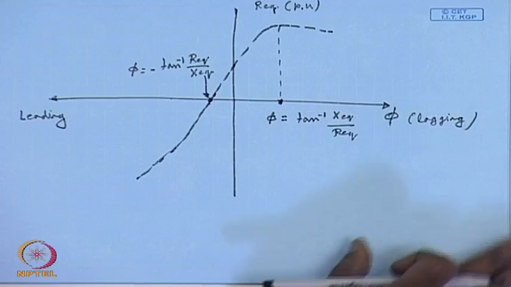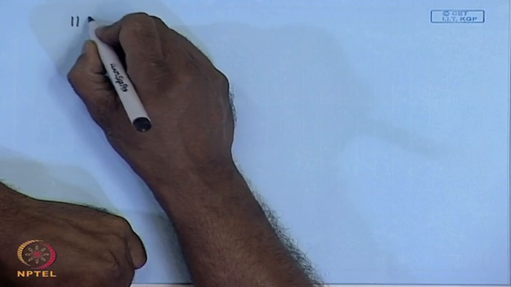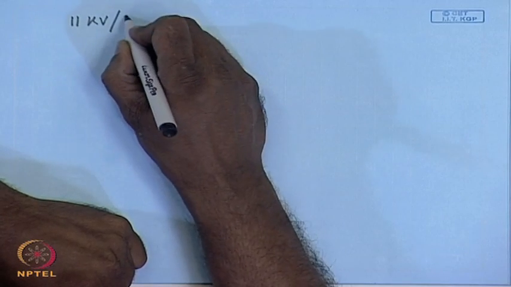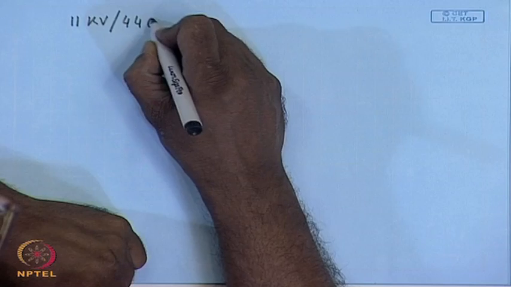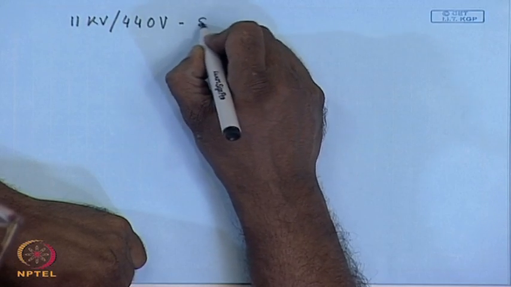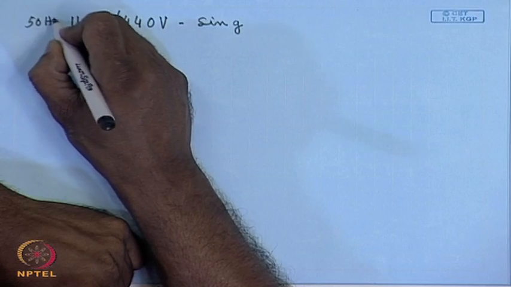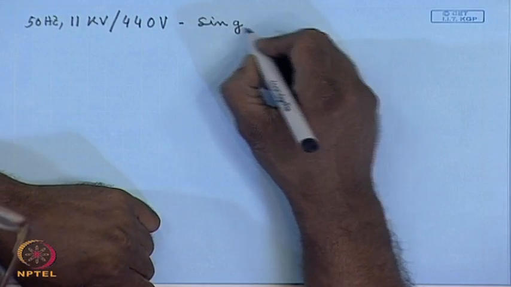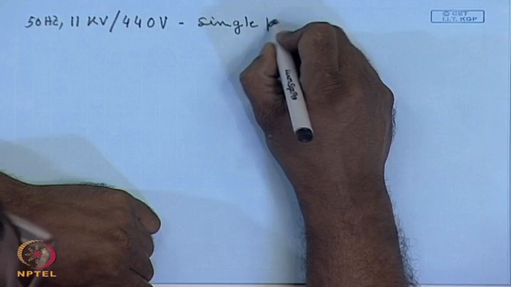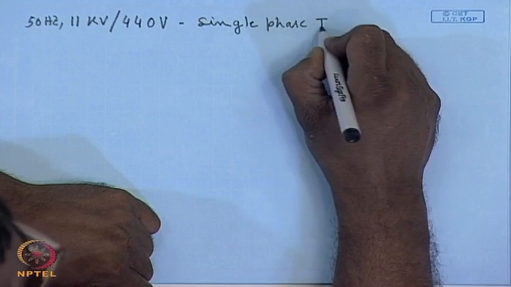Now, let us look at a problem of how to find out the percentage regulation and the output voltage of a transformer. Let us consider an 11 kV by 440 volt, single phase, 50 hertz transformer.